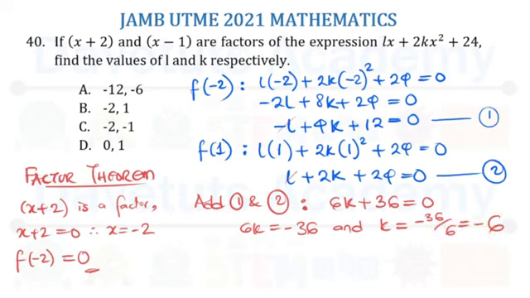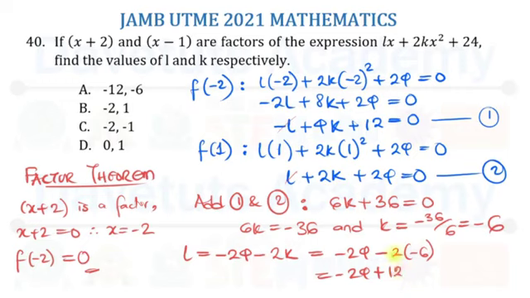So if I find k to be minus 6 like that, I can just say from any of those two equations, like here, from the second equation, L will be minus 24 minus 2k, and that will be minus 24 minus 2 times minus 6. So that will be minus 24 plus 12, because minus 2 times minus 6 will be 12. So this will be minus 12. So L is minus 12, K is minus 6, and option A is giving us that as the correct solution to this question. All right.